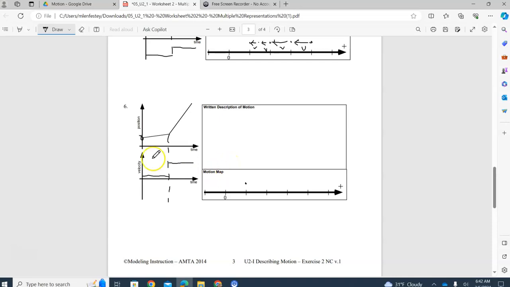All right, so now do the motion map. So at first it's moving in the positive direction, but it's really slow. So maybe I'll put a dot here and a dot here. Draw my velocity arrows. So that's when it's moving in the positive direction, but slow.